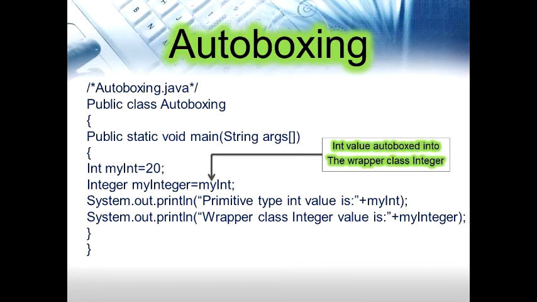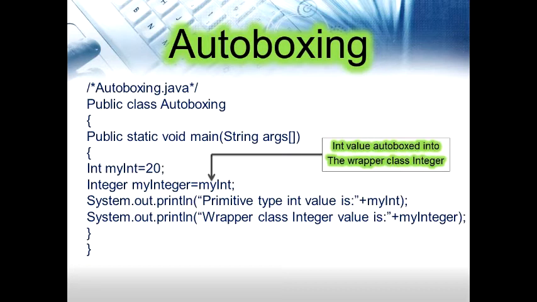Now let us move on to autoboxing. Autoboxing is the automatic conversion of the primitive data types into their corresponding object wrapper classes. For example, automatic conversion from an int to an Integer and from a double to a Double. So let us take an example.